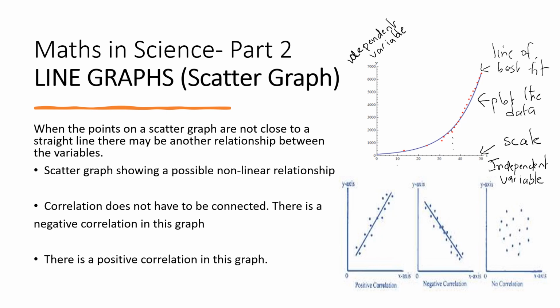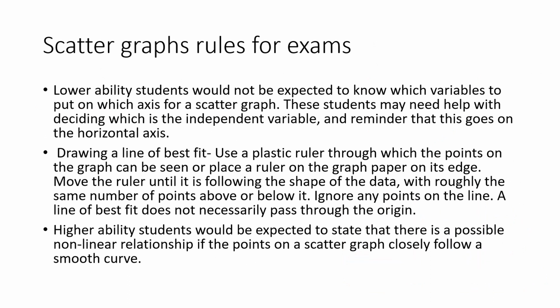On the bottom, I've given you examples of positive, negative, and no correlation. So the first one's a positive correlation. Again, you can see it doesn't go through zero. It doesn't necessarily have to unless I tell you. And you've got positive and negative correlation there. And in the last graph, there's no correlation.